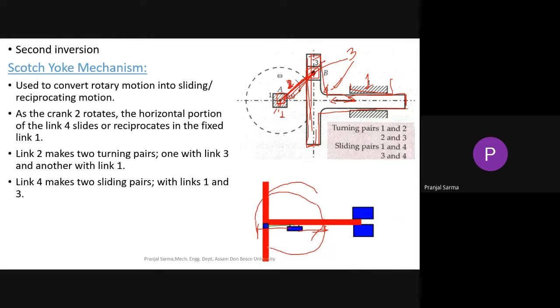Pardon, the drawing is very bad. And during this course of action along this particular guide, this T portion is sliding like this. So there are the pins, link 2, that is making two turning pairs. One is with link 3 here, and another one is link 1 here. Two turning pairs. And this link 4, this T portion, this is the link 4.